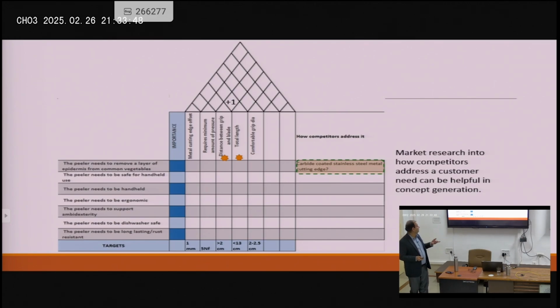So for example, the PL needs to support ambidexterity. That has nothing to do with comfortable grip dia, has nothing to do with metal cutting edge offset, right? So I'll put a 0 there. Required minimum amount of pressure and comfortable grip dia could have a correlation, right? So right now we might start with saying that it's a 0, okay?